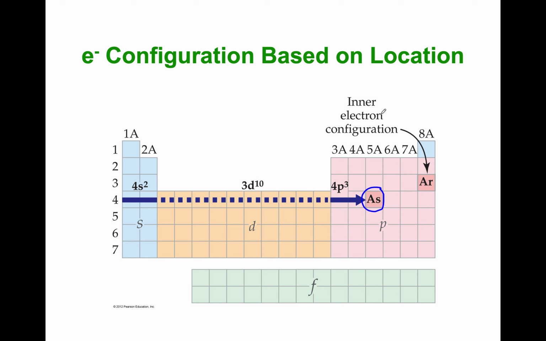Okay. There's also a shorthand or noble gas configuration. You can go here and say, well, I've got the electron configuration up to argon. Then I go 4s2. I'm working left to right. Then that goes 3d10. And I'm not finished yet. That's 4p3. That's the electron configuration for arsenic.